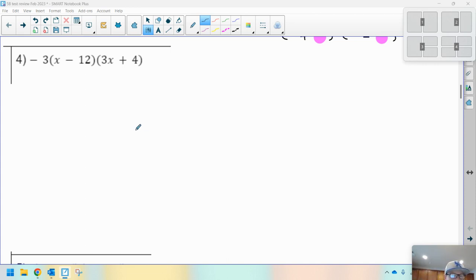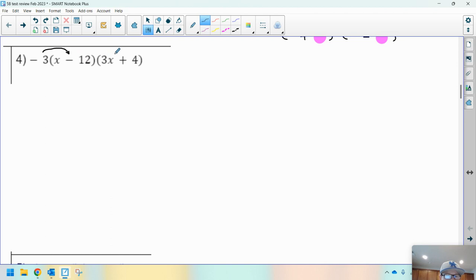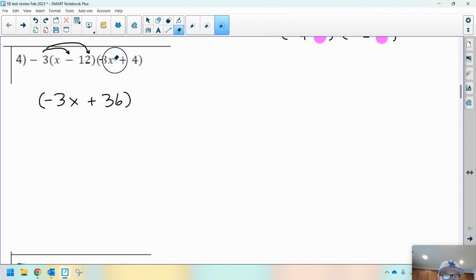Okay. So let's multiply this -3 into this first parentheses first. Don't worry about this second parentheses right now. We're going to worry about it a little later. So let's distribute this -3 into this first parentheses. -3 times x is -3x. -3 times -12. A negative times a negative is a positive. 3 times 12 is 12, 24, 36. Okay, so we took care of that. Now we're going to have to multiply it with that second parentheses.